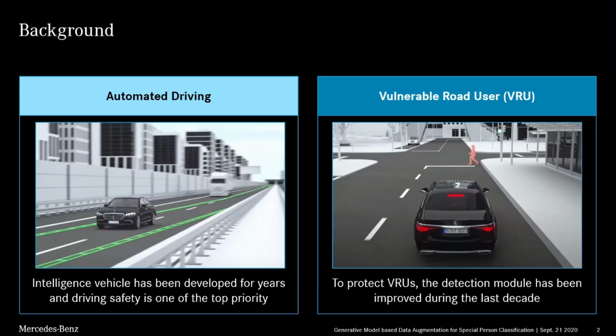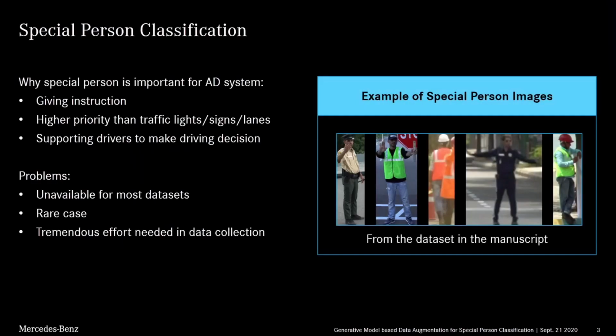Besides the passengers and the drivers, we also have to detect and protect the VRU, the vulnerable road users. The detection module designed for VRU has been improved during the last decade. In this paper, we introduce special person classification as a crucial task in VRU detection.